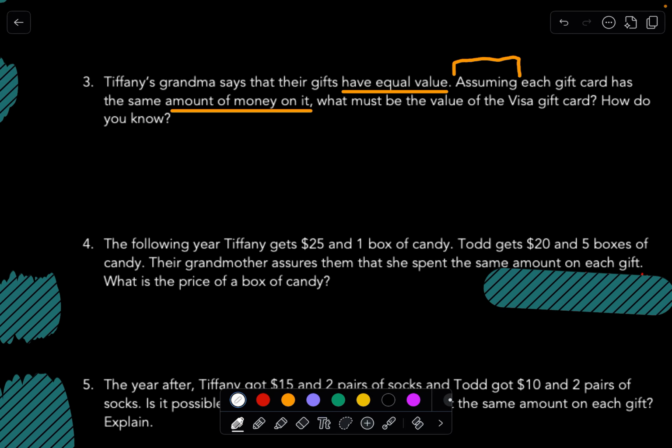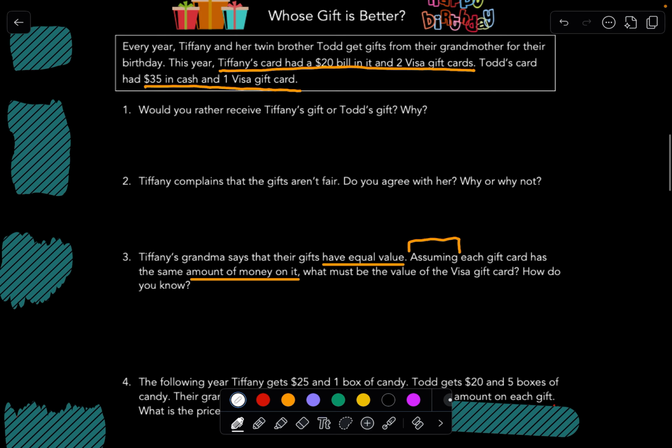All right, so Tiffany's grandma says that the gifts have equal value. So let's go back up, and we see that Tiffany's card had $20. So we have two things. We have Tiffany, Tiff, and Todd.